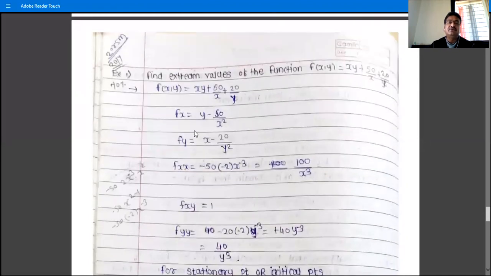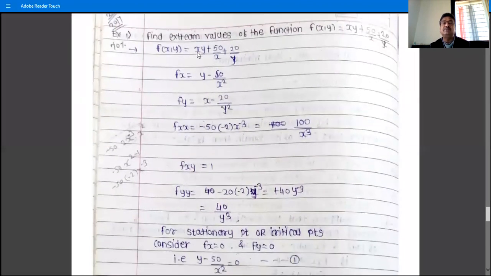Okay, so what is the procedure? First determine the first order derivative and second order derivative. fx, f suffix x, means partial derivative with respect to x. So the derivative of xy is y, and 50 by x, that 50 is constant, and the derivative of 1 by x is minus 1 by x square. So we have y minus 50 by x square. Similarly, the derivative with respect to y is what? x, and the derivative of 50/x is 0, and for 20 by y, the derivative is minus 20 by y square.